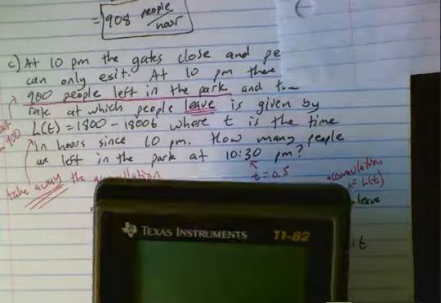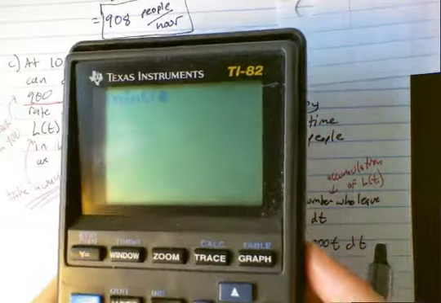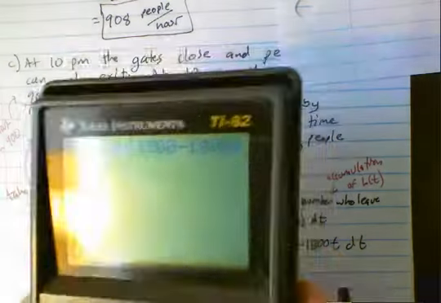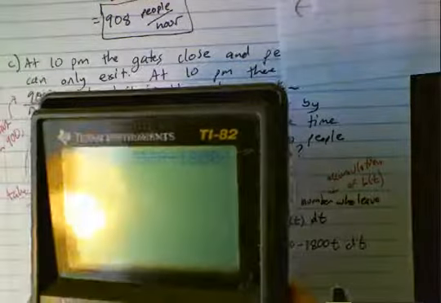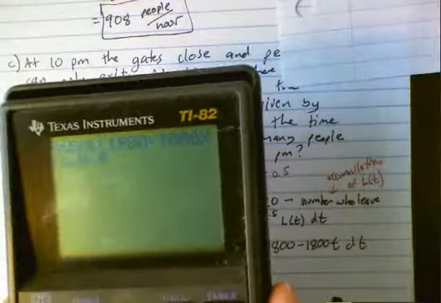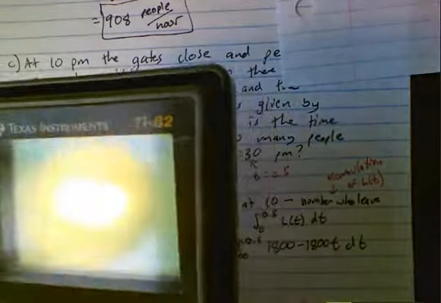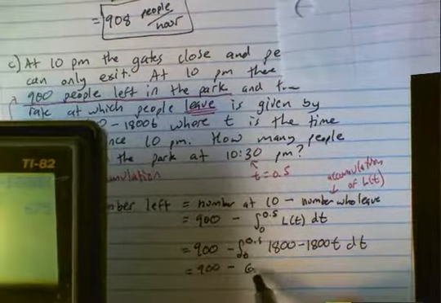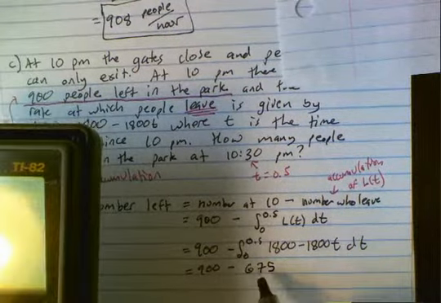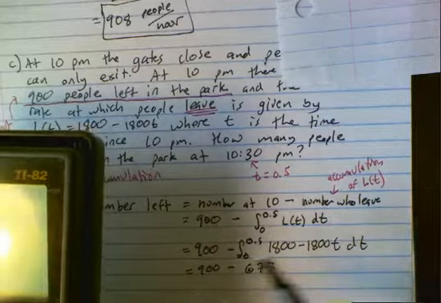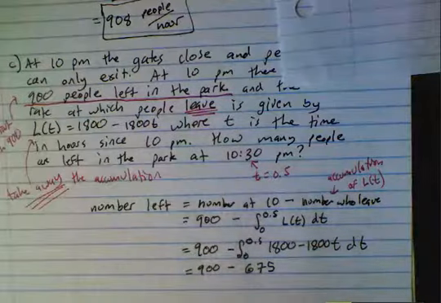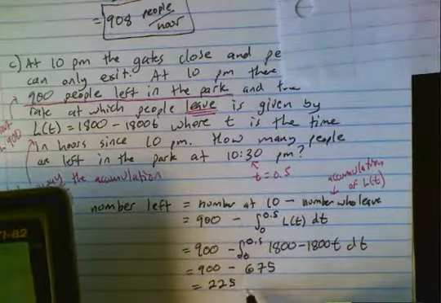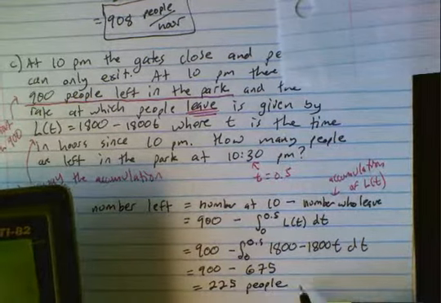So math 9, 1800 minus 1800t, or x, whatever variable you want to use, from 0 to 0.5. And we've taken the integral, so now instead of people per hour, we have people. 900 minus 675 means that there are 225 people left.